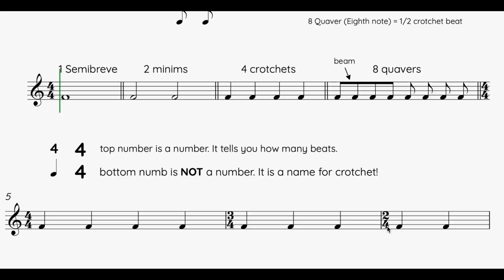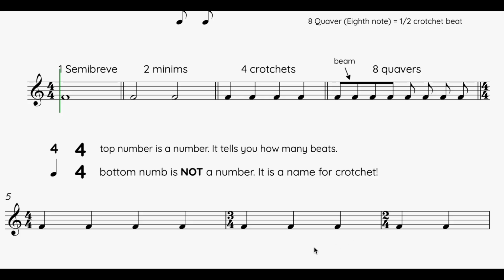The bottom number means crotchet. It's a name for crotchet. So hopefully that's given some explanation for that. And if you can get hold of that, then understanding time signatures will be so much easier. There's no other mystery about it other than that.